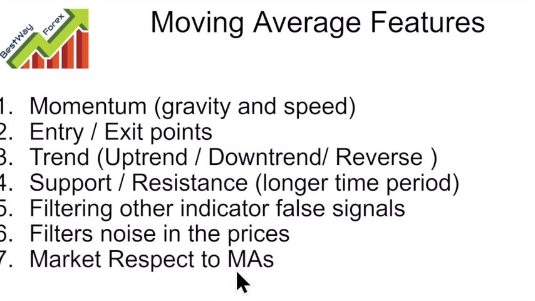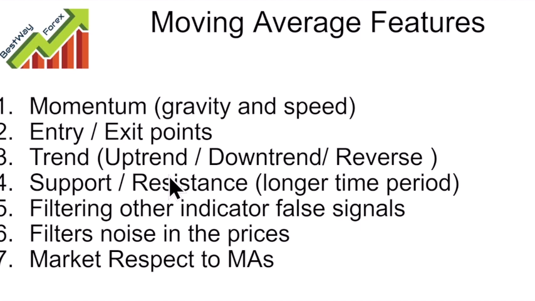And then the other thing, number 7, is a little strange compared to the others. What I wanted to say is that these features are only valid if the market respects the MAs. If the market does not respect the MAs, then these six features are useless. They mean nothing.